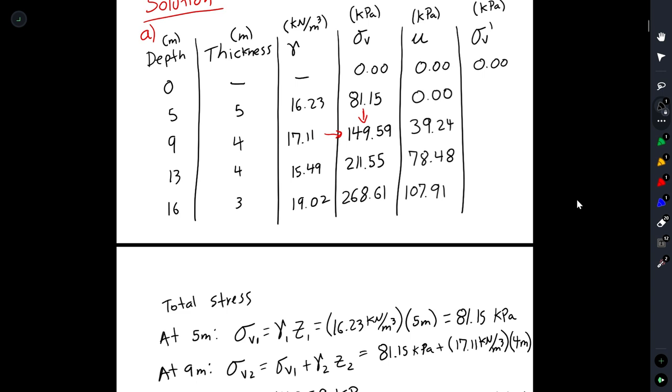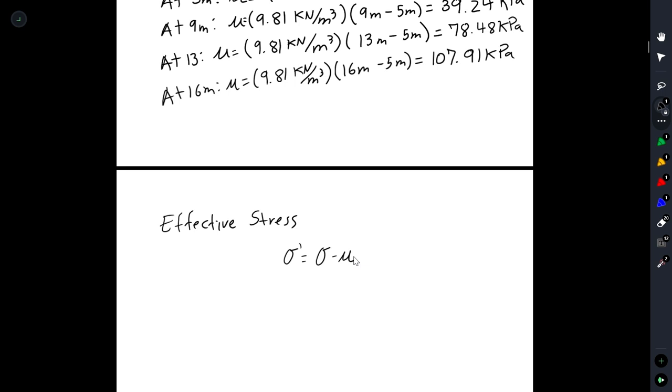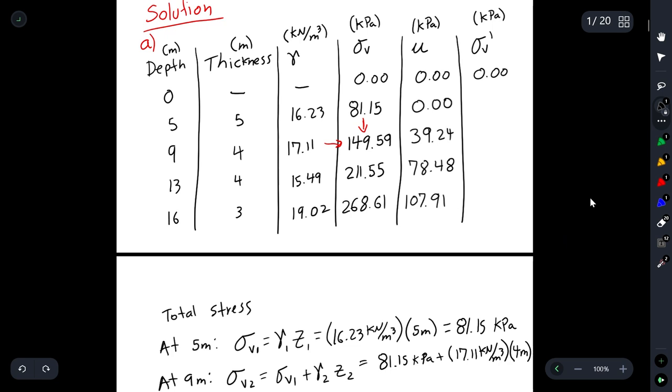Now, for the final one, we're gonna have the effective stresses. For the effective stresses, we have to recall that the effective stress is equal to total stress minus the pore water pressure. So we're going to be using that principle. So very simple, at 5 meters again, the vertical effective stress at 5 meters is 81.15 minus zero. So I can actually fill it up here now, 81.15.